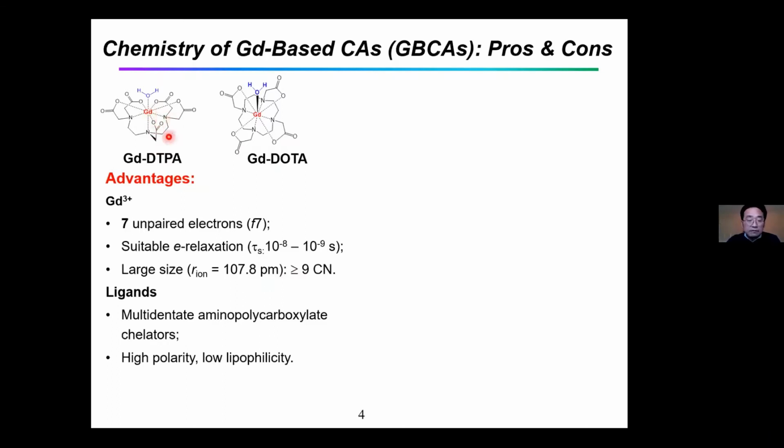Okay, and those ligands are typically very polar. They have low lipophilicity. They do not interact with most of the biological macromolecules, and therefore they can be excreted very rapidly. And this is very important for the safety issue. So again, it's an early, obvious choice in the early days, not only based on the discovery, but also based on the chemical science behind it.